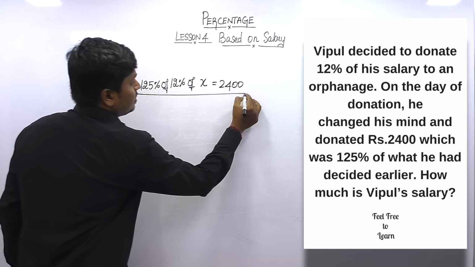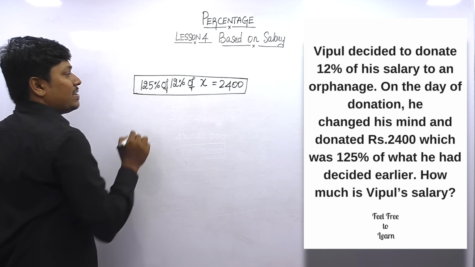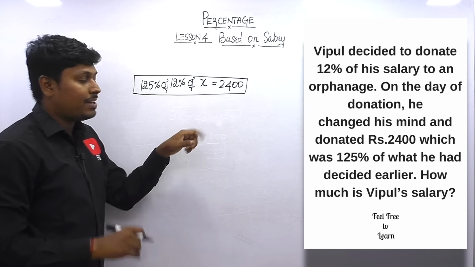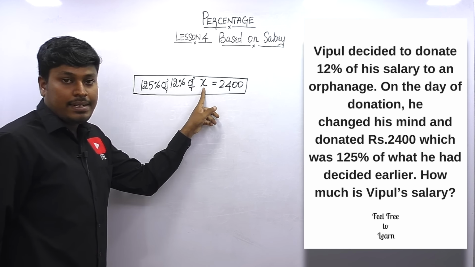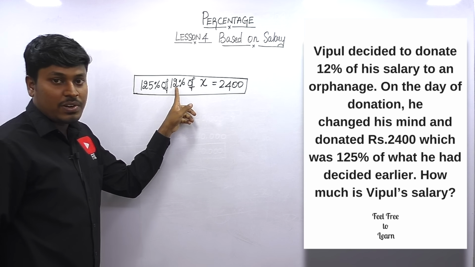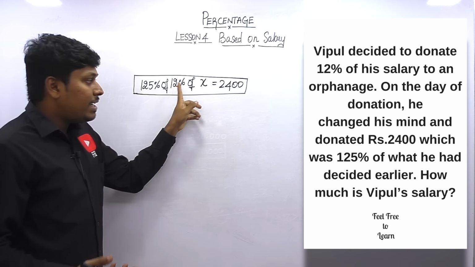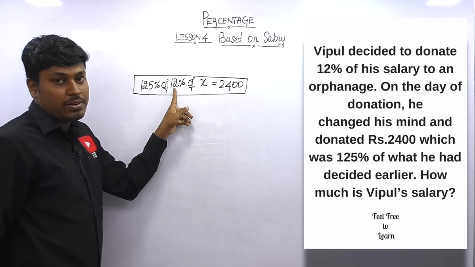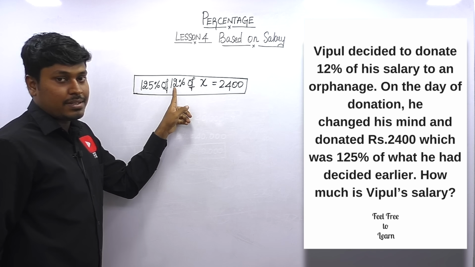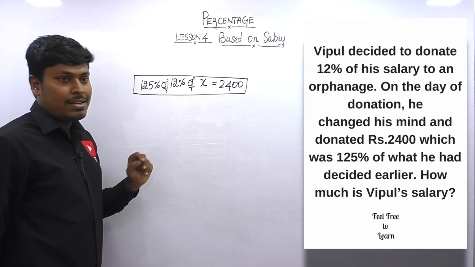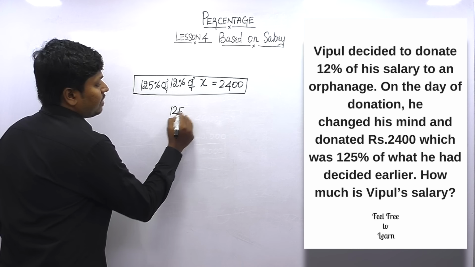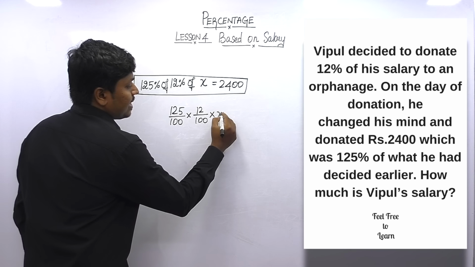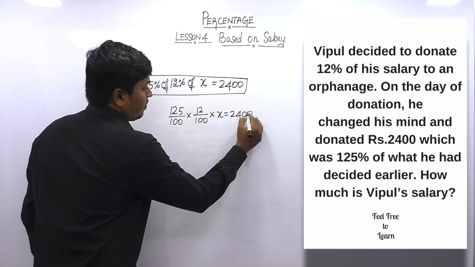So this is one of the most important things while solving this question, right? This is the format we always follow. Vipul's salary: from this salary, initially he tried to donate 12% to the orphanage, but on the day of donation he donated rupees 2,400, which is 125% of the actual donation. Actually, he tried to donate only 12%, right? 125% of 12%. Now you can cancel this. 125 can be written as 125 by 100, 12 by 100, into Vipul's salary X is equal to 2,400.